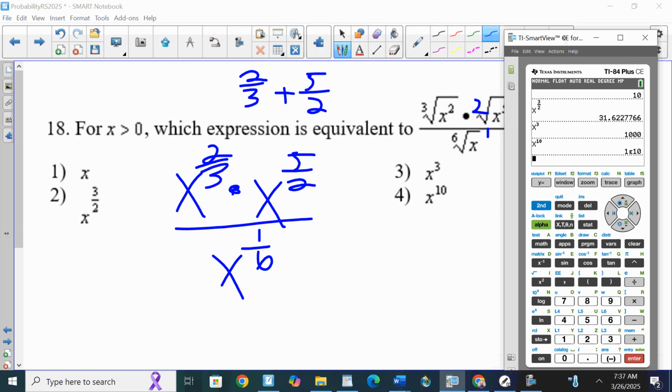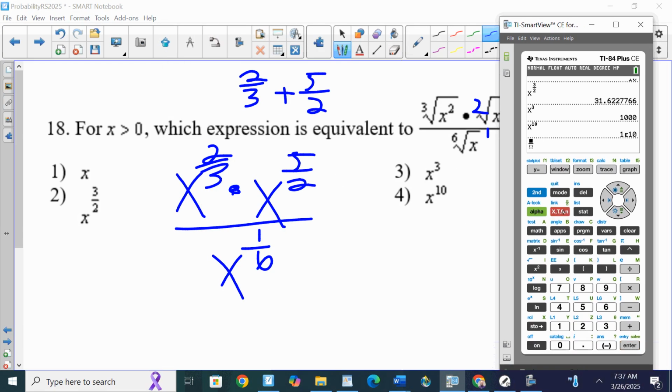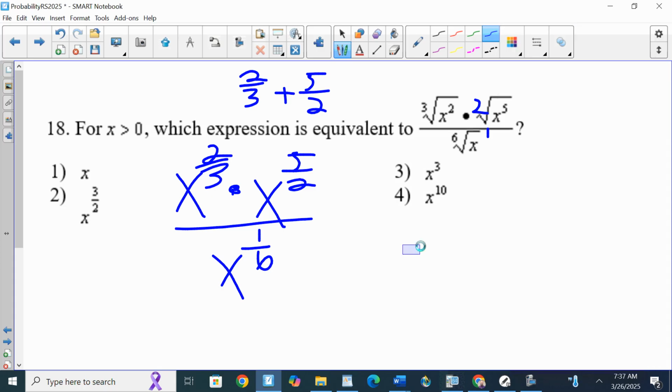If you're not very good at adding fractions, that's okay. We can just use the calculator to do it. 2/3 plus 5/2 is 19/6 over x to the 1/6.